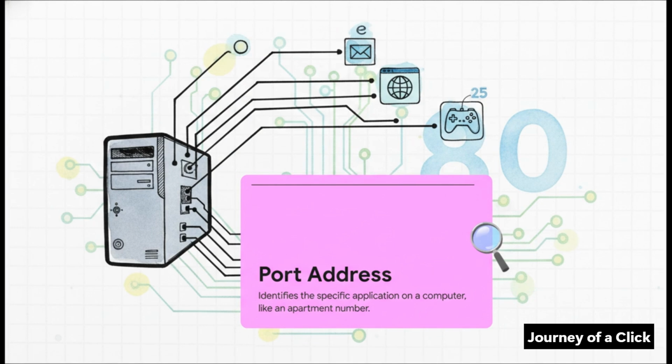Okay, so we found the right city with the IP address, the right house with the MAC address, but what about the person inside? Your computer is running a ton of different programs at once, right? The port address is the final piece of the puzzle. It's like the apartment number. It tells the computer which specific application, your web browser, your email, your game, this data is actually for.